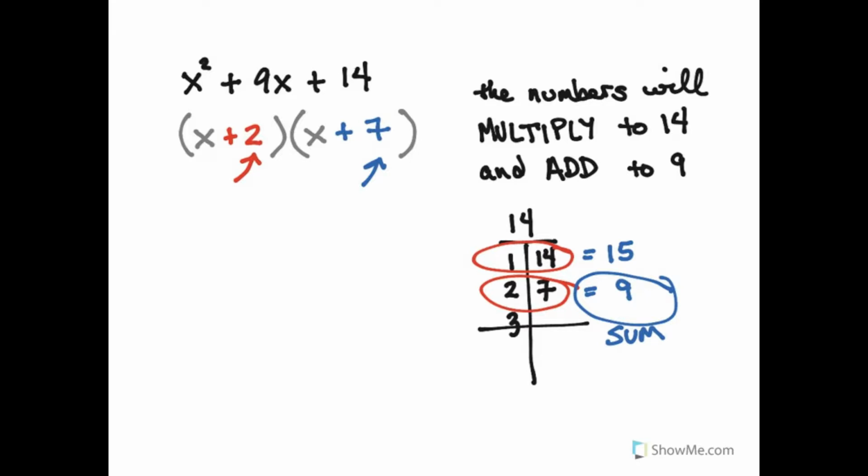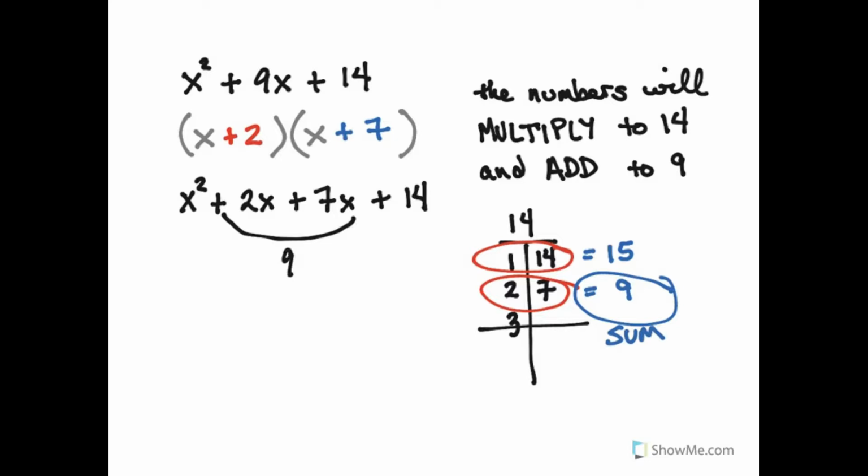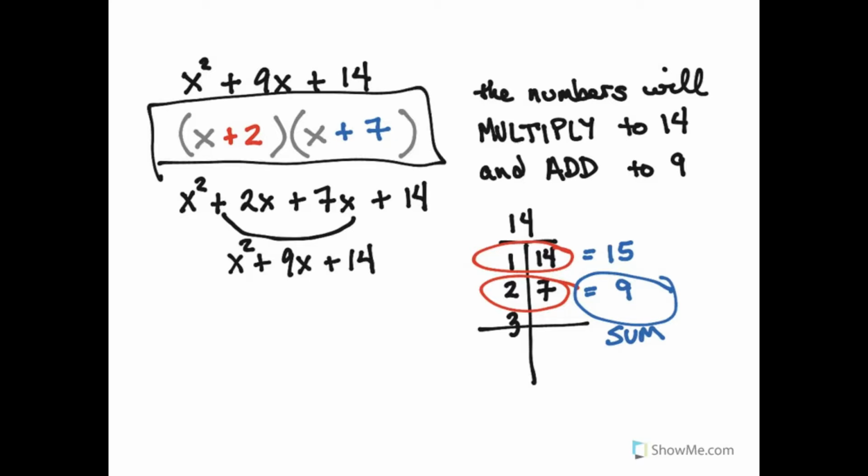Well, now let's multiply it back out and make sure it worked. And when I combine the middle terms, I get 9x. So x squared plus 9x plus 14 is the product, and we have factored correctly.